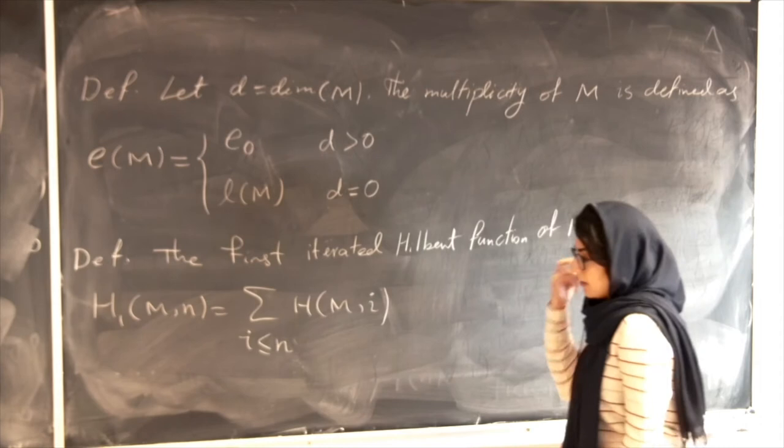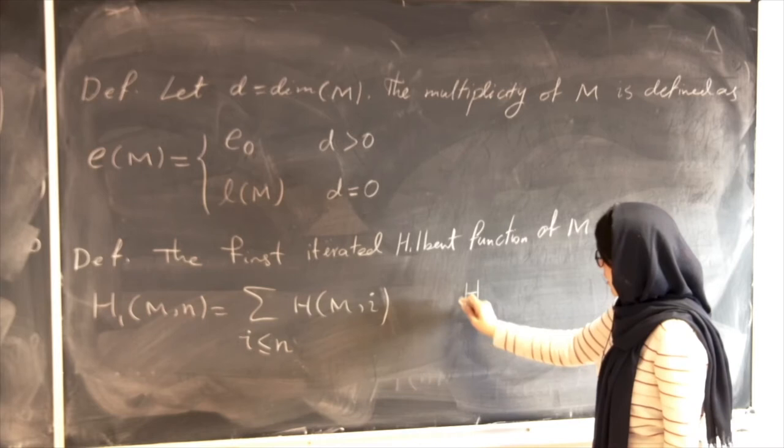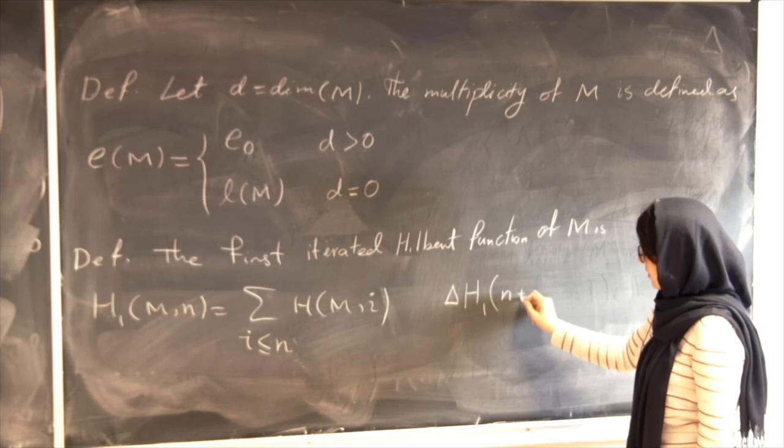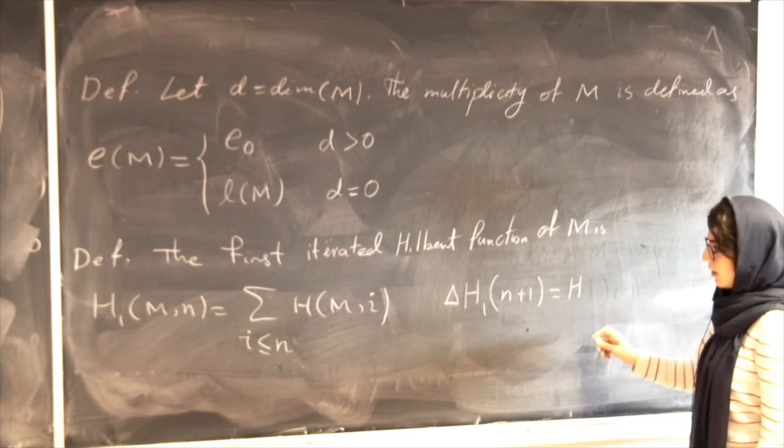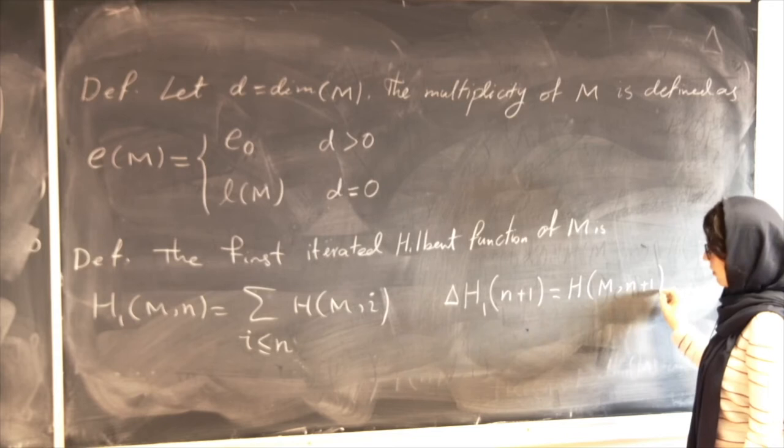An easy observation is that if you compute delta h1 of n plus 1, what this means is that we add up to degree n plus 1 and then we remove the Hilbert function up to degree n. So what remains is just the Hilbert function of n plus 1.